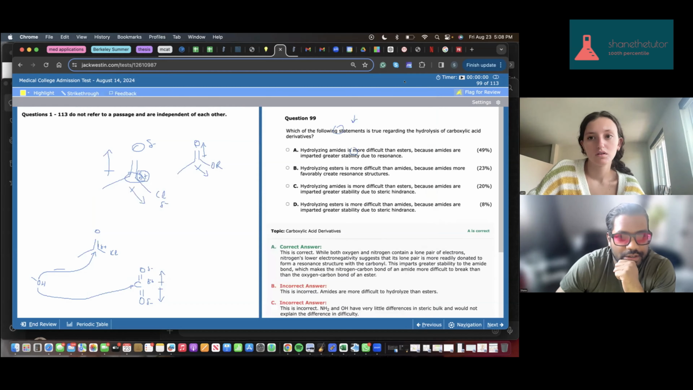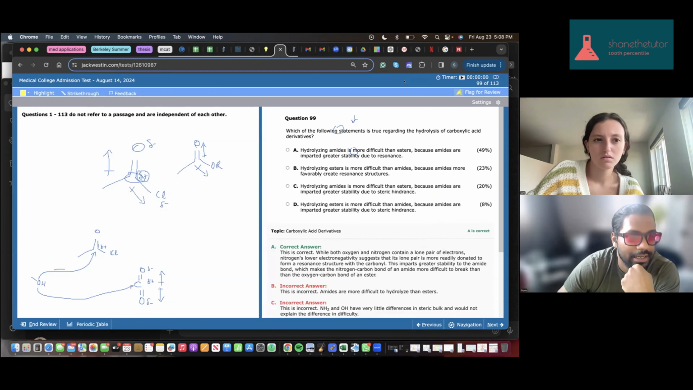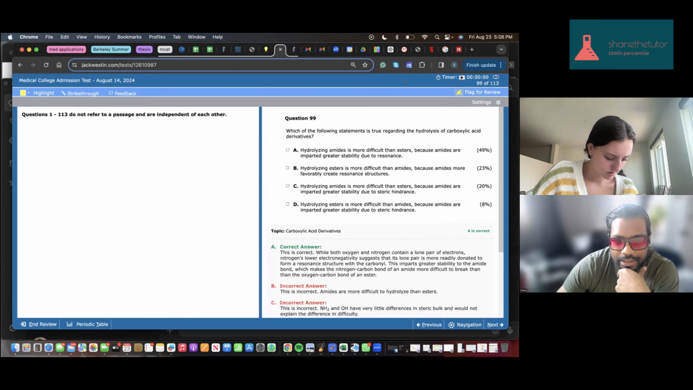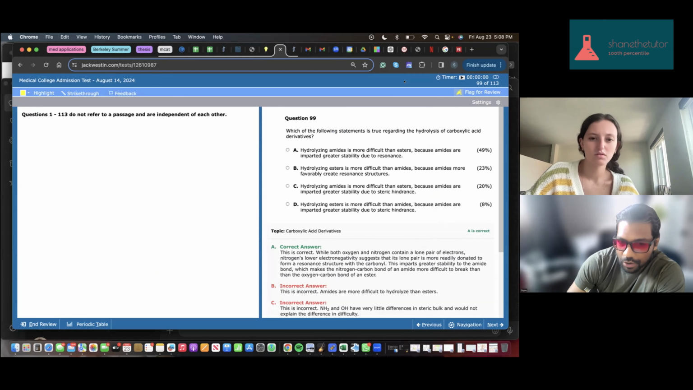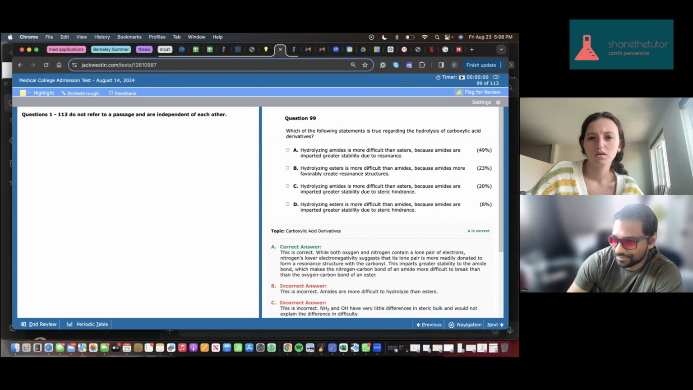So for this one, they're asking what's true if you hydrolyze carboxylic acid derivatives. The first part says hydrolyzing amides is more difficult than hydrolyzing esters. Since we know that the amide is the most stable carboxylic acid derivative because it has resonance, it would be more difficult to hydrolyze amides, right?